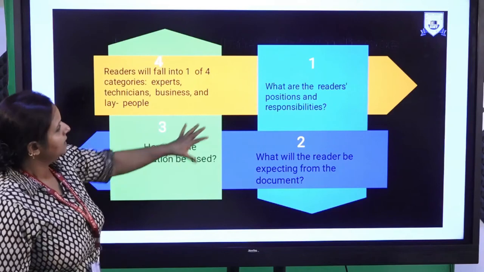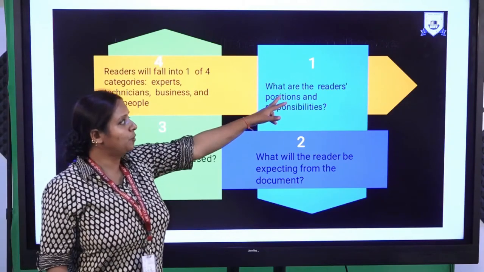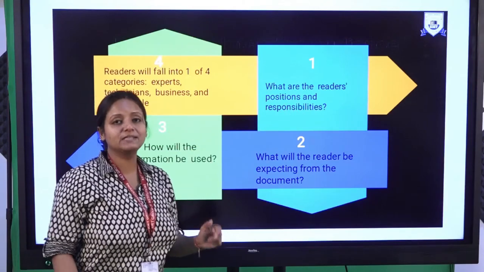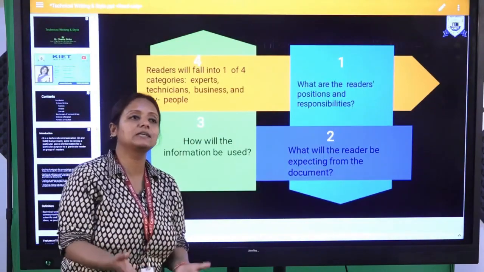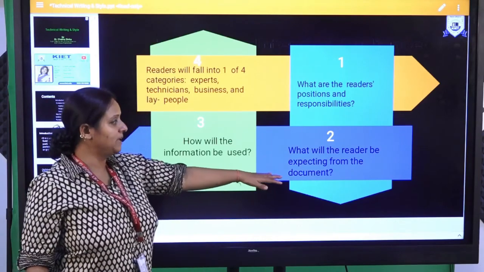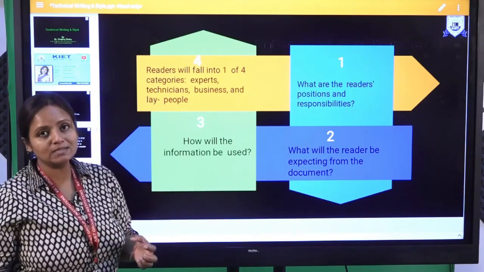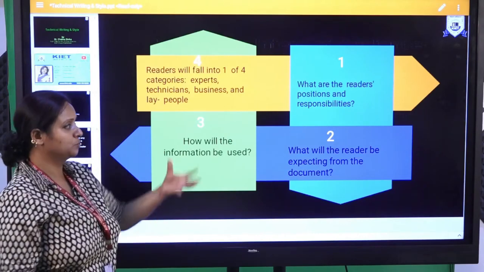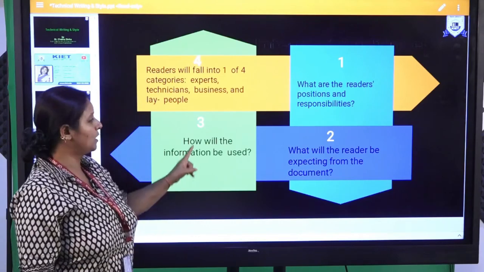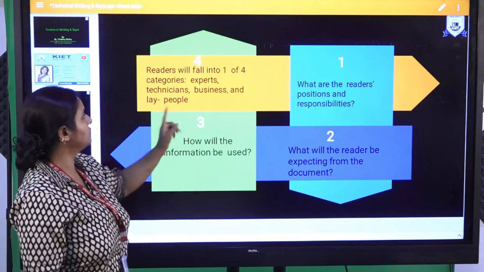Now, here you see, knowing your audience is about the reader's positions and responsibilities. That means, as I said, who your readers are, whether they are experts, they are laymen. What will the reader be expecting from the document? Whether they want some information, some instruction, they want to be persuaded. How will the information be used? How they are going to use the information that you are giving to them.